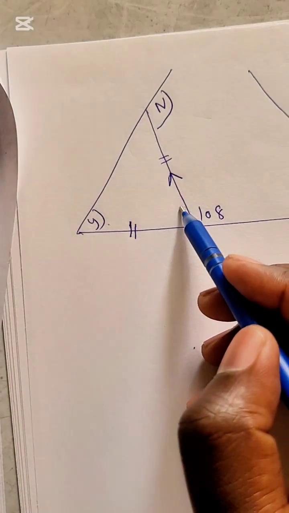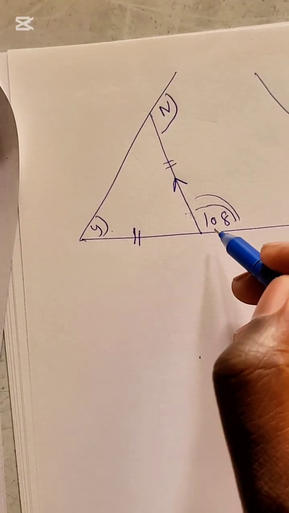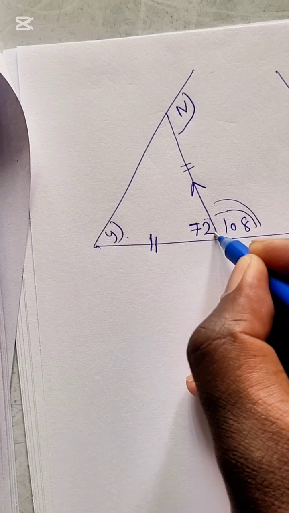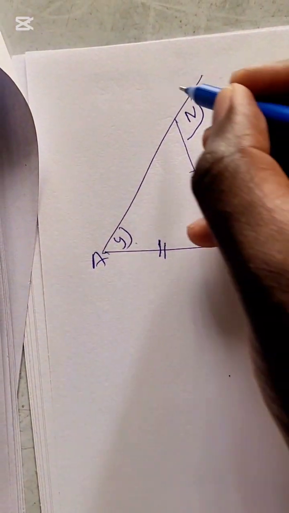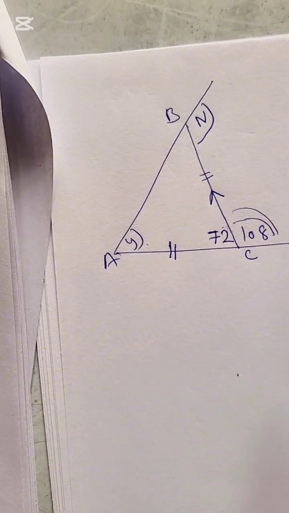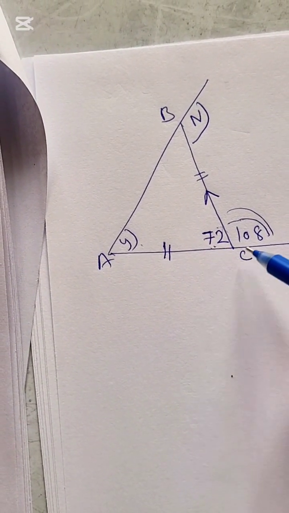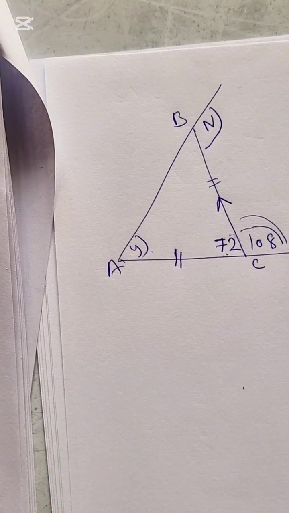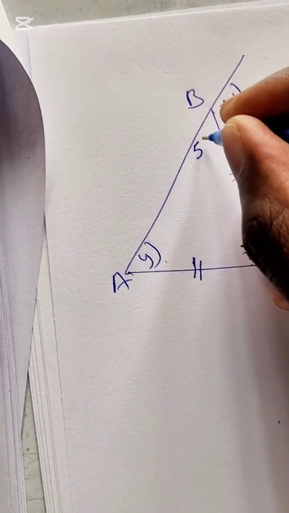So let's start here. Angles in a straight line add up to what? To 180. So 180 minus 108, we get 72. This triangle right here, triangle ACB, is an isosceles triangle with two base angles which are equal. So we're going to say 180 minus 72, we get 108, divided by 2, we get 54. So this angle right here is 54.